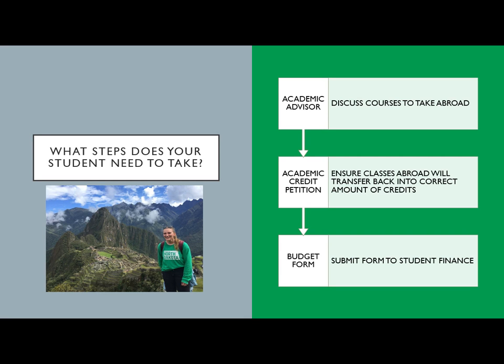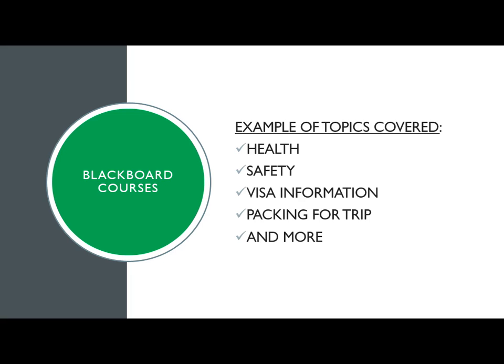Students will also need to fill out a budget form that breaks down the cost of attending the student's particular program. This helps them to understand exactly how much their program will cost, including food, transportation, health insurance, textbooks, and more. Additionally, they will submit this form to Student Finance to ensure that their financial aid and scholarships can apply towards their expenses abroad. These steps can seem daunting to students at first, but our office is always here to help walk students through these steps.